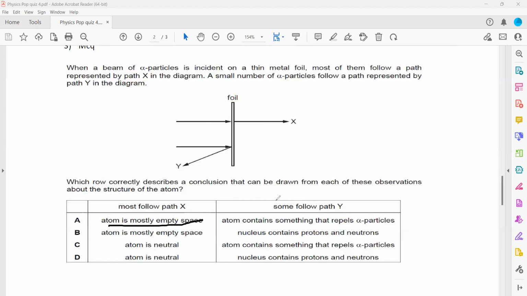And Y shows that because the repulsion is there, the atom contains something that repels alpha particles, or there is also a mass present in the nucleus that is causing it to deviate. That's why A is the right answer. When they change direction, it shows that there is a mass and charge. And if they do not change direction, it shows that a major portion of an atom is empty.